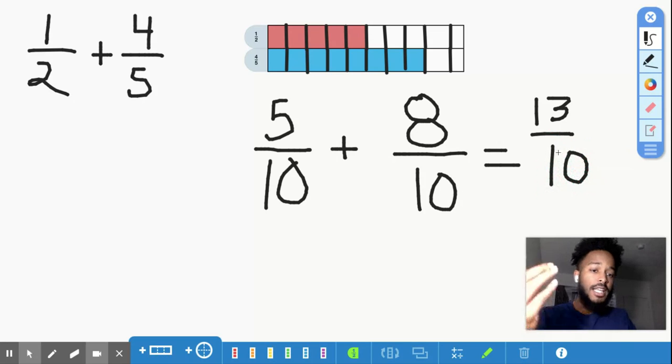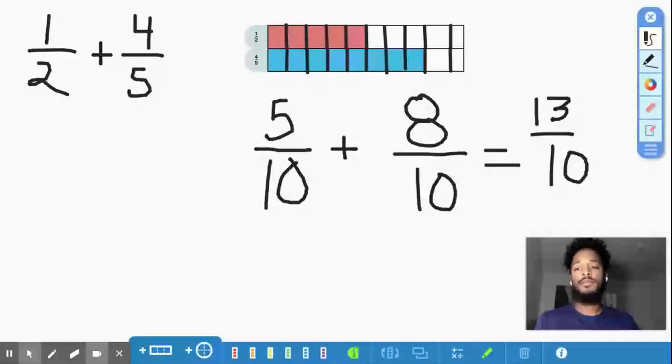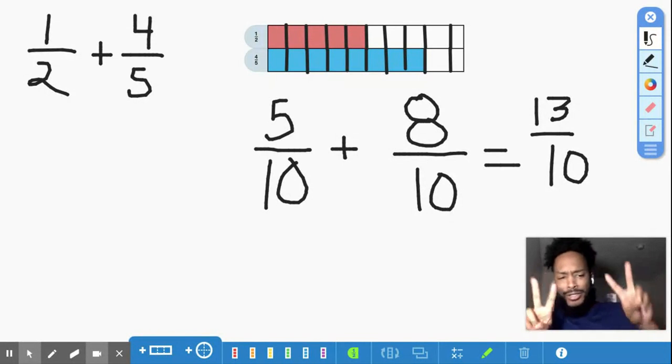13/10. This is an improper fraction, and it's improper because the numerator is larger than the denominator. We're going to get to that. All right, ladies and gentlemen, let's see how we can use this application to help us add fractions with unlike denominators. Till next time, peace.